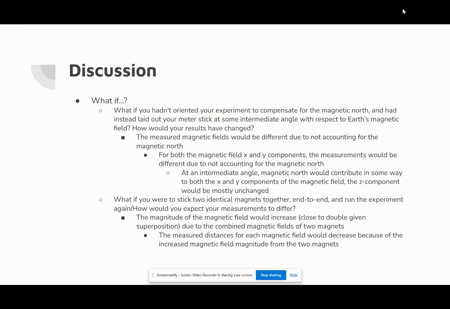And then if we were to stick two identical magnets together end to end and run the experiment again, the difference would be that the magnitude of the magnetic field would increase, and it'd be close to double given the rules of superposition due to the combined magnetic fields of the two magnets, and then the measured distance for each magnetic field would decrease because of the increased magnetic field magnitude from the two magnets.